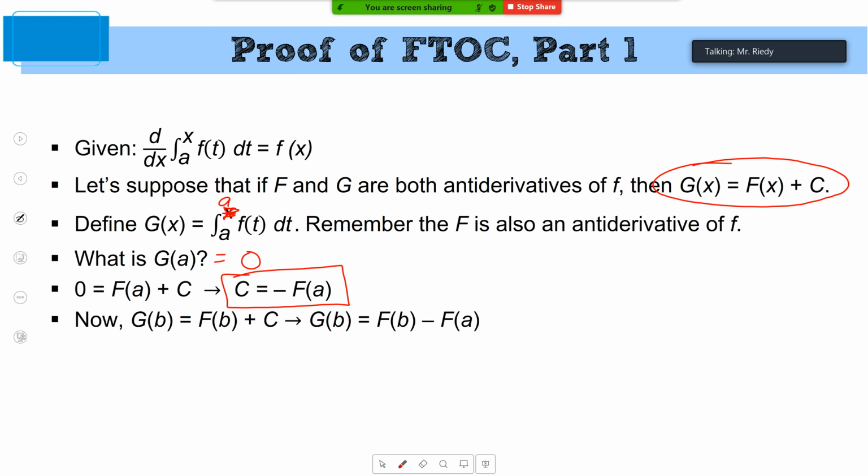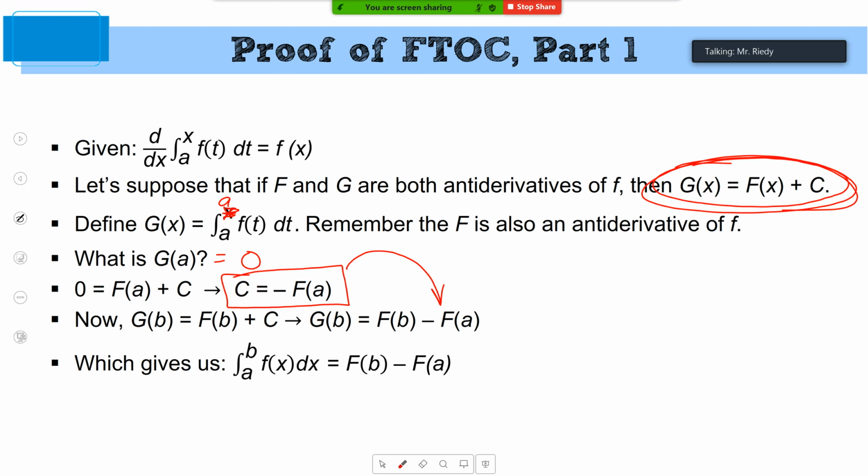Now, if I plug b in for it, I don't necessarily know what G of b is, except for the fact that if I come back to this again, G of b would be F of b plus c. And then doing a little bit of algebra here by substituting this into there, I get that. Which eventually gives us this. And this is the first fundamental theorem of calculus.